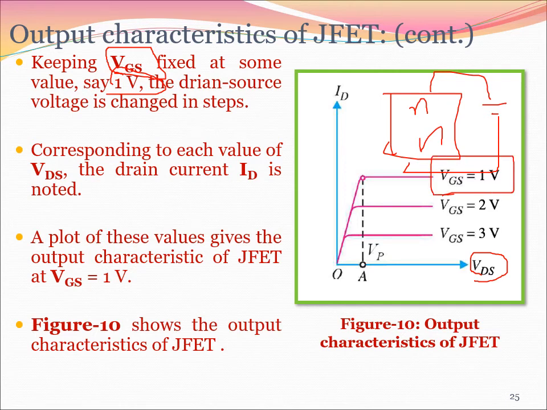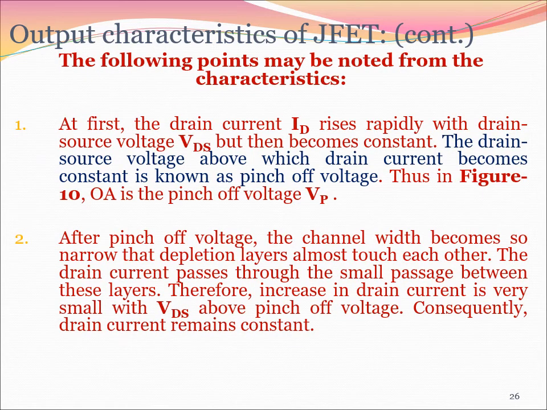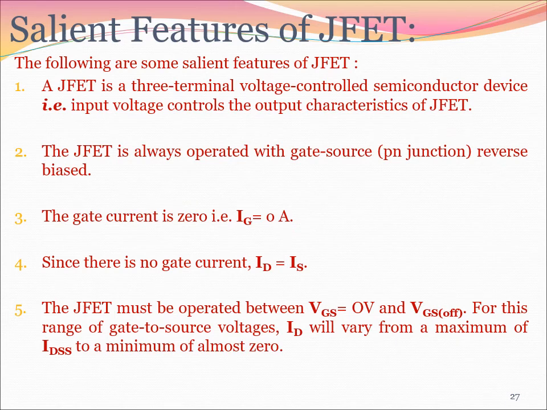However, if you connect VGS to a higher potential, meaning in reverse bias, obviously that current will keep on decreasing because the depletion layer thickness would increase, and that will cause a narrower channel width. So that's what it is, the details are.